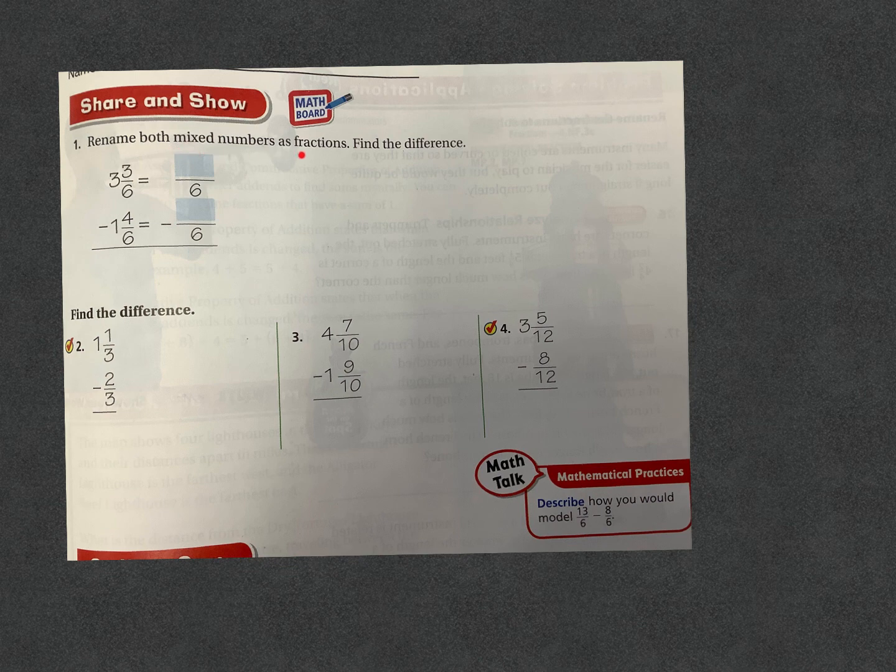Okay, so we're going to rename both mixed numbers as fractions and find the difference. So this was just changing them completely over. That trick of, if you do this number times this one, and then add that one, it becomes your new numerator. That works only because what we're saying is I'm taking those 3 whole pizzas and cutting them into sixths: 6/6 for one of them, 6/6 for another one, 6/6 for another one, and that's 3 of them. And then I have the 3/6 that are left. So I'm basically doing 6 times 3, which is 18, 19, 20, 21. So 21/6.